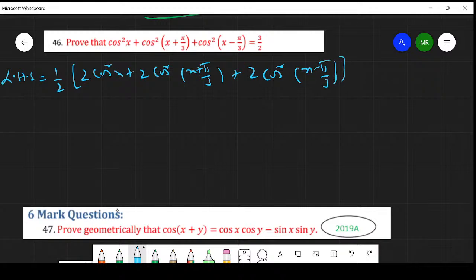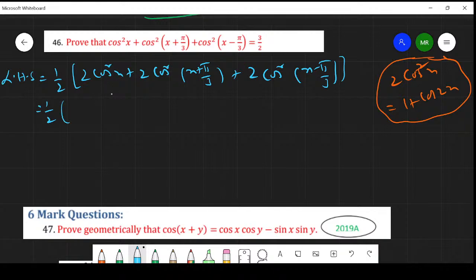Because we know that 2 cos square x is equal to 1 plus cos 2x. We have this formula. Remember this formula: 2 cos square x is equal to 1 plus cos 2x. So you observe here. When I have taken this 1 by 2, then I can write this 2 cos square x as 1 plus cos 2x.